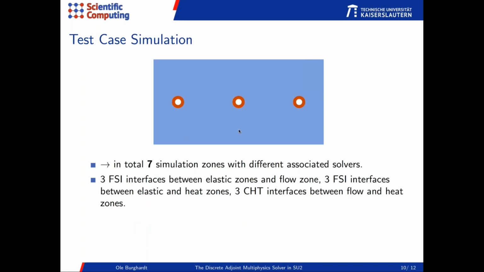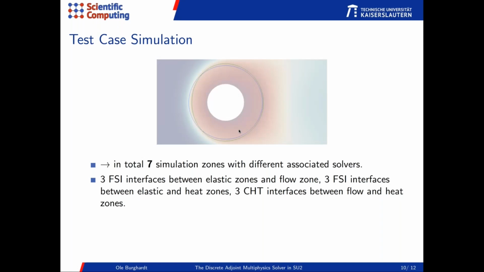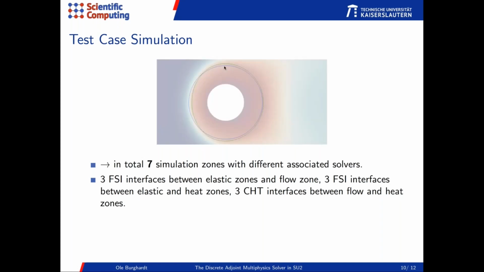So in total, our simulation consists of 7 simulation zones with different associated solvers, and 6 FSI interfaces, 3 CHT interfaces. Let's now look at the simulation results. That's the temperature distribution that's most interesting for us, as our objective function is the integrated heat flux. You can also see that the first cylinder is slightly deformed. That's shown in this plot here, where you can more precisely see that the FSI effect is really included.